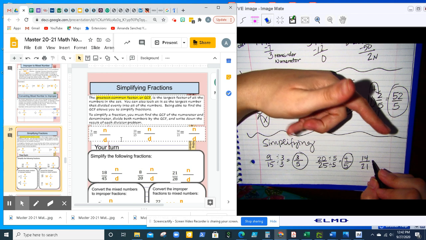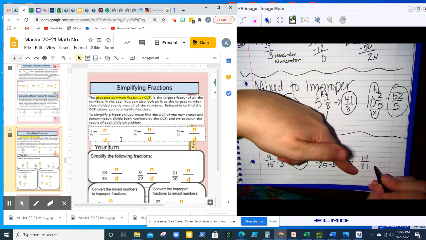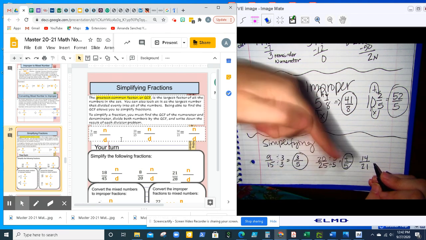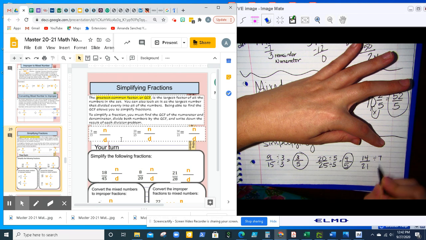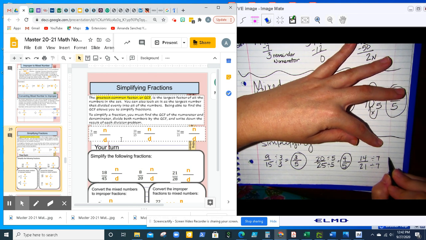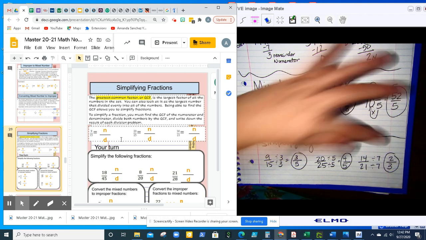Well, I know 2 can go into 14, but 2 cannot go into 21, so I'm not going to divide by 2. 3 can't go into 14, but it can go into 21. They have to have the same number. I know 7 can go into both. 7 can go into 14 2 times, and 7 can go into 21 3 times.